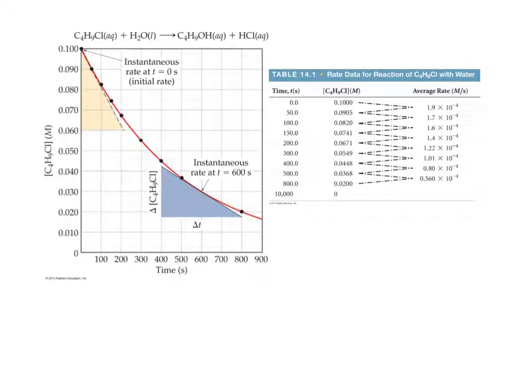Here's an example of a reaction across the top of this graph. We've got a reactant with water producing two different products. And this is a curve that represents the concentration of that original reactant over time. So what we're doing is graphing the disappearance of one of the reactants as time goes up. This table over here on the right gives you a play-by-play. After every 50 seconds, it tells you what the concentration is at that time.